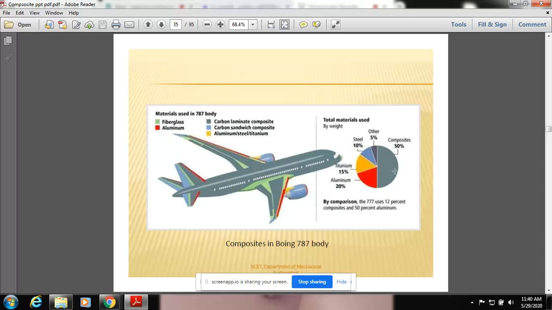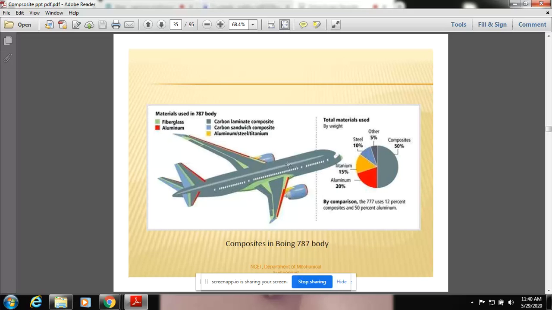The major thing of using the composite materials in aerospace is only one: the strength to weight ratio is going to be high, and the stiffness to weight ratio is going to be high. That was the major reason we use these composite materials in aerospace applications. And he also has mentioned some different colors here. See, it mentions here blue, I mean green color. This portion is going to be fiberglass, and the red color you can see is going to be aluminum.